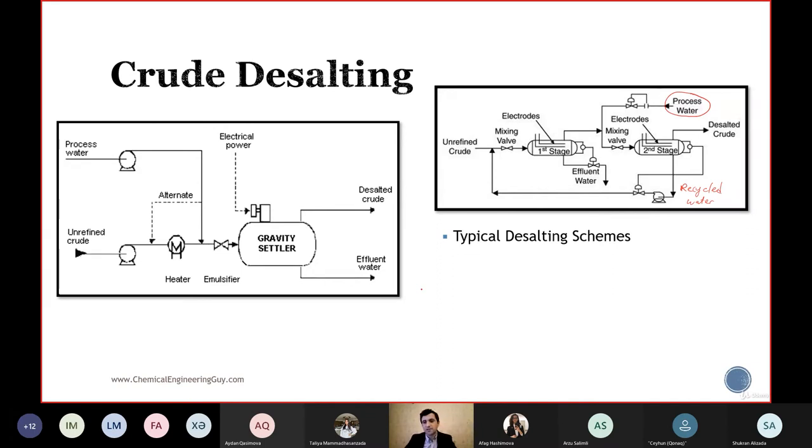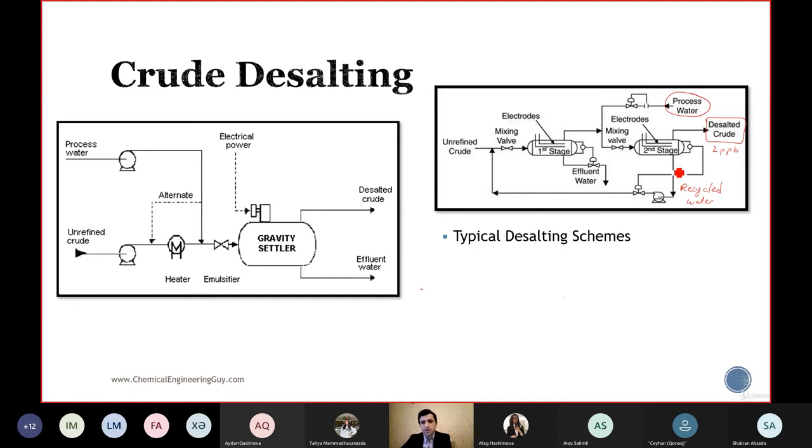Another point is that I am interested in this desalted crude. So this is my spec, they say 2 PTB. And that's why the product from the second stage is much more important for me. That's why I'm using the fresh water in the second stage, to make sure that I can dissolve all the salts. And then, as you said, from the second stage we already have less salt because of the first stage, so we can use the recycled water in the first stage.